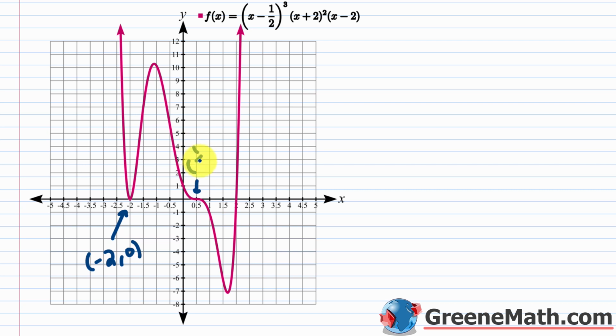Let me label this. You can put 1/2, comma, 0, or again, you could use 0.5 if you want. That's just going to be personal preference. And then this one right here is going to be for 2, comma, 0. Again, the multiplicity there is 1. Notice that it doesn't flatten out there. It crosses through, but it just crosses straight through. It doesn't flatten out in any way. So that's just something you need to understand when you're looking at your zeros and you're planning on how you're going to set those up when you sketch your graph.